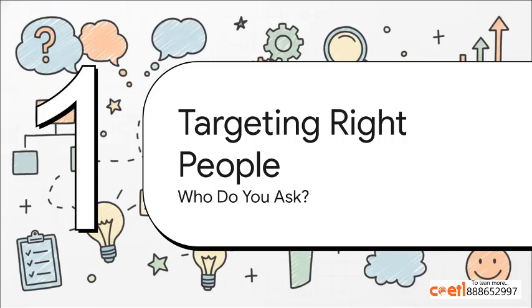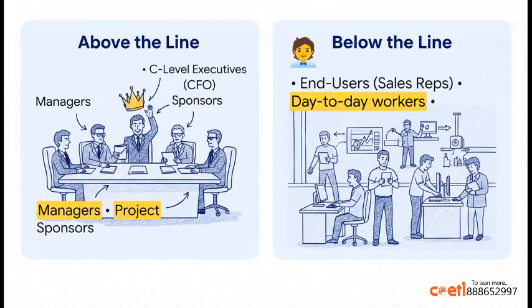Okay, so now we know where to start asking our questions. The next big piece of the puzzle is figuring out who we need to talk to. Because let me tell you, asking the perfect question to the wrong person, that is a one-way ticket to nowhere. And this right here perfectly illustrates that split. For those big, strategic, above-the-line questions, you're talking to project sponsors, to executives. But for the tactical, below-the-line details, you've got to go straight to the source, the end users, the people who actually live and breathe this process every single day.